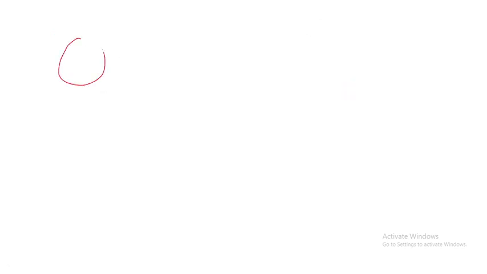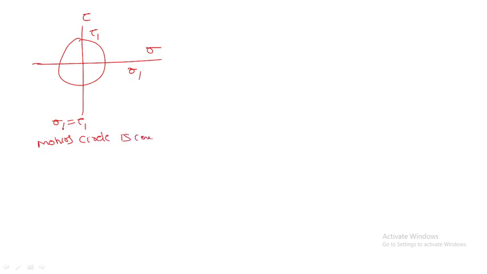So first of all, this is a circle, right. This is the normal stress, or tensile stress, so we can write it like this. The Mohr circle is centered at the origin. So what is the angle in the Mohr circle between the normal and tangential components? 90 degrees.